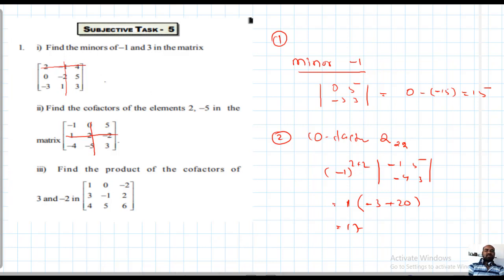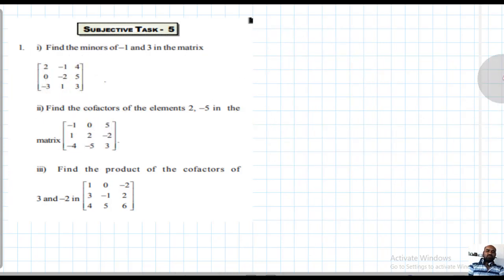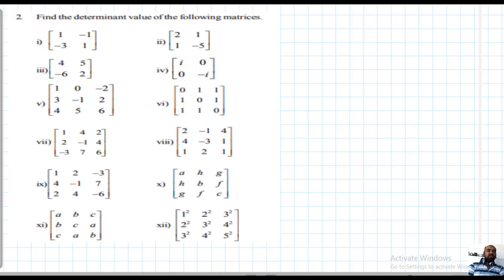Find the product of the cofactors of 3 and minus 2. You people can complete it. That is not a big problem. Try to find the cofactor of 3 and minus 2 and find their product. That is the answer for the problem. Okay, find the determinant value of the following matrices. You people can complete.